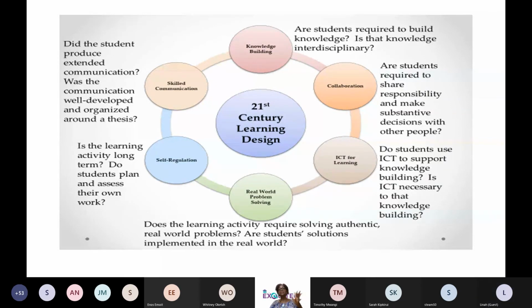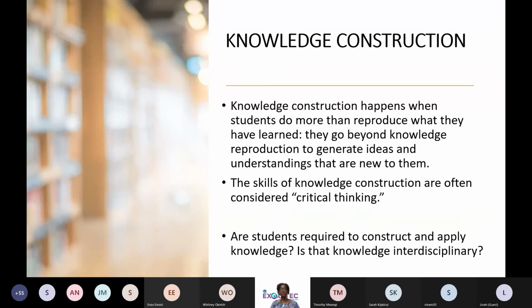Knowledge building, where students are required to build knowledge and use interdisciplinary knowledge in the activity. You have collaboration, where they have shared responsibility. We'll be looking at these skills one after the other as we go into this discussion, and then see how it is applied, and at what level you're integrating, at level 1 or level 2. So we'll be picking the skills one after the other. And the first one we'll be looking at is knowledge construction.